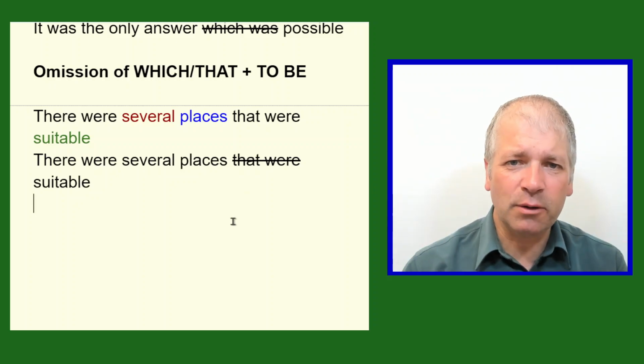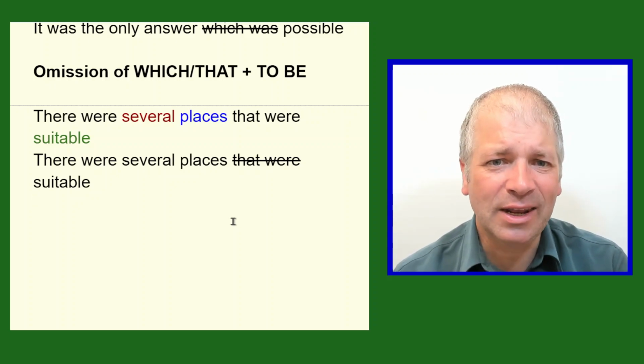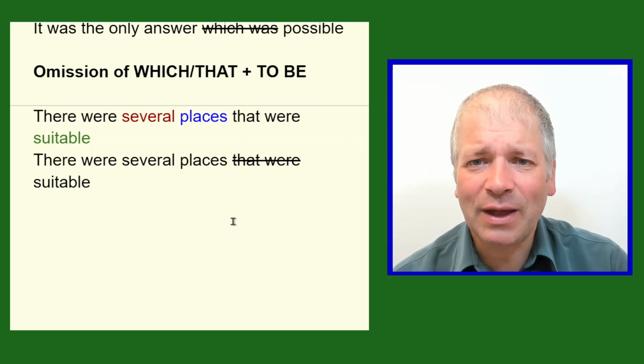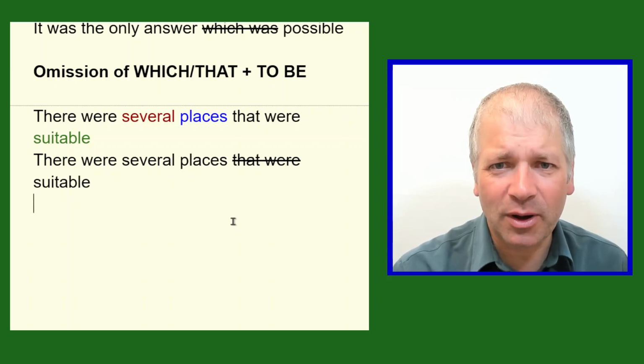So this is an advanced feature of English that you can use when we have these quantity words, then a noun, and then an adjective that describes that noun. We can omit which or that followed by the verb to be.